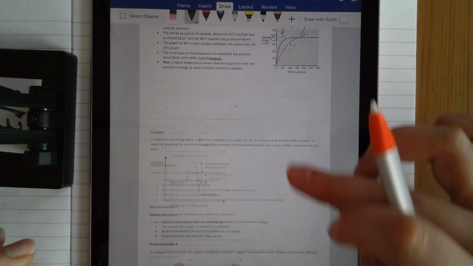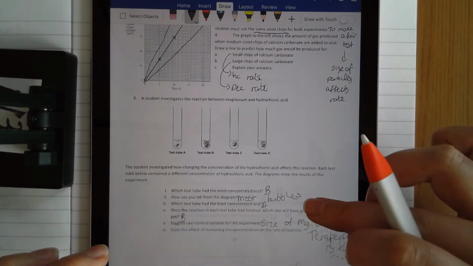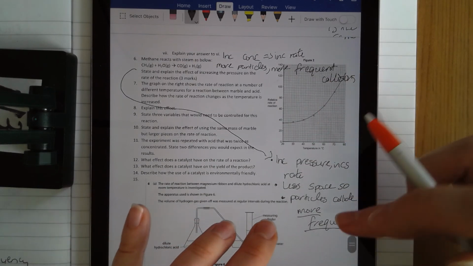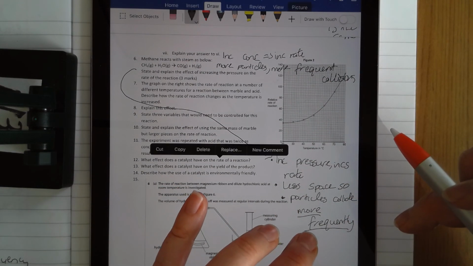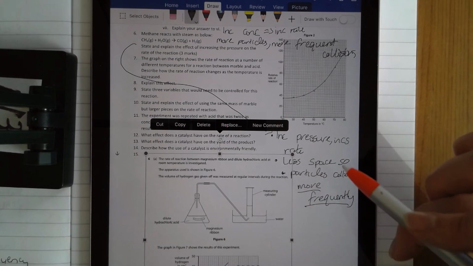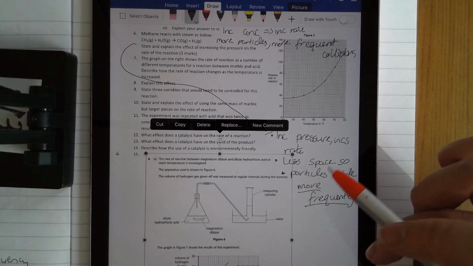So all of the answers that I've written for you down here, you'll notice that in all of your worked examples, I have used the words more frequently. Okay, and it's really important that you do too. You won't get a mark for saying particles collide more. You have to say they collide more frequently.